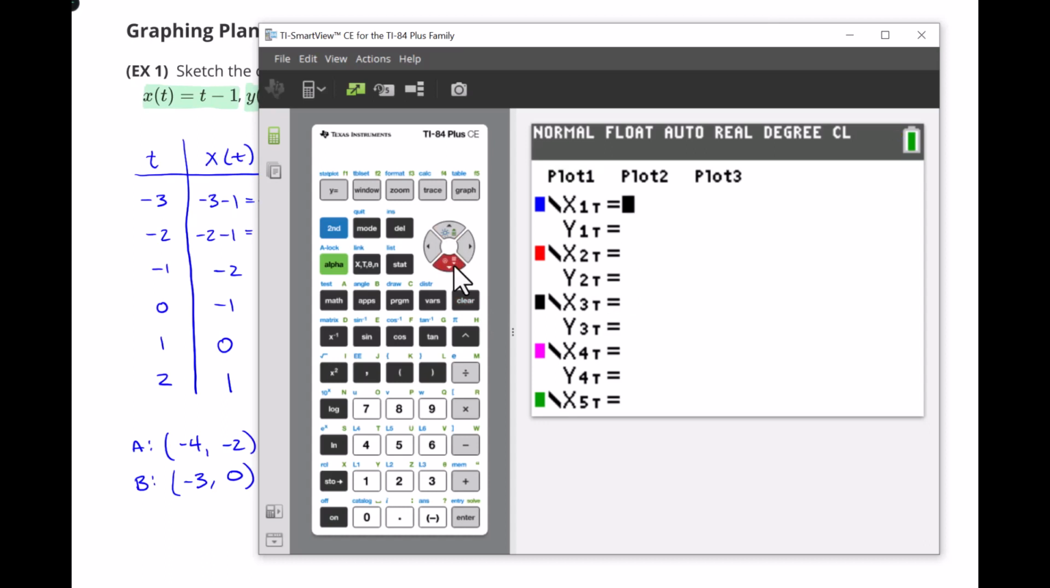Now, if I want to graph a parametric set of equations, I have to provide both an x and a y. So the x was t minus 1. And notice now when I press this button here, x, t, theta, n, just whatever your input variable is for the current mode of graphing that you're doing, it will choose the appropriate variable, but ultimately it doesn't really make a lot of difference. Then the y is 2t plus 4.